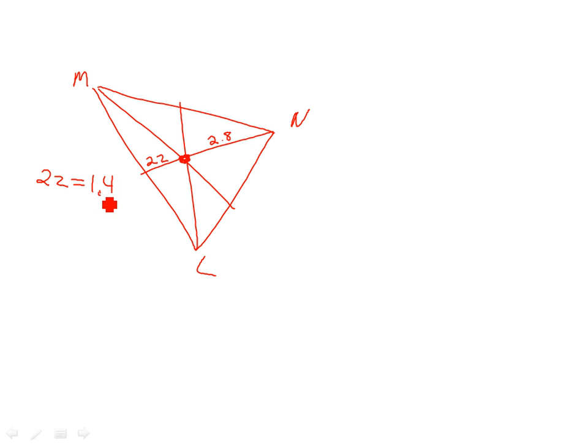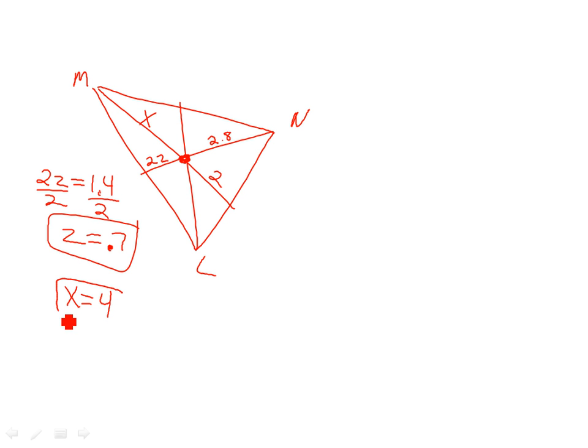Please make sure you can do that. That's not real hard. Divide by 2. So what's z? 0.7. Let's see, x. They tell us this is x. This is 2. What's x going to be? That should be pretty easy. 4. This part should be double what that part is, right? That one's pretty easy to do.